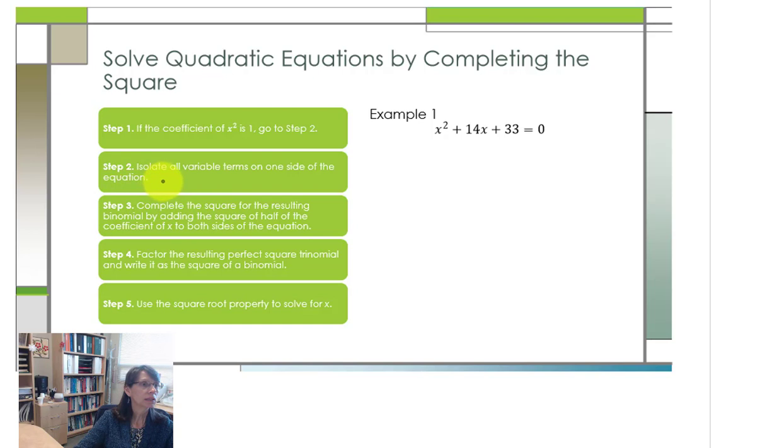Step 2 says to isolate all variable terms on one side of the equation. So x squared is a variable, 14x is a variable, 33 is not a variable. So positive 33 will need to be moved to the other side of the equation using the subtraction property of equality. So we'll subtract 33 from each side of the equation, and that will leave us x squared plus 14x is now equal to negative 33.